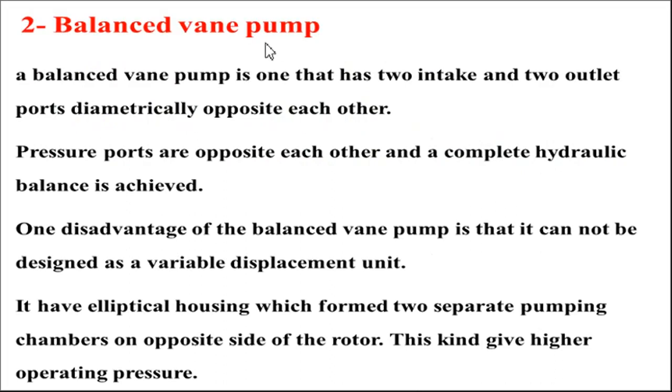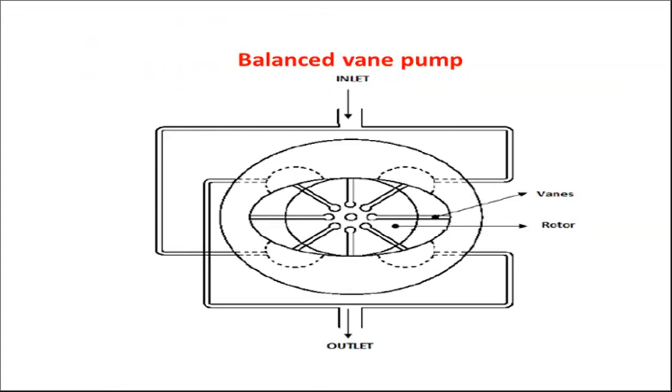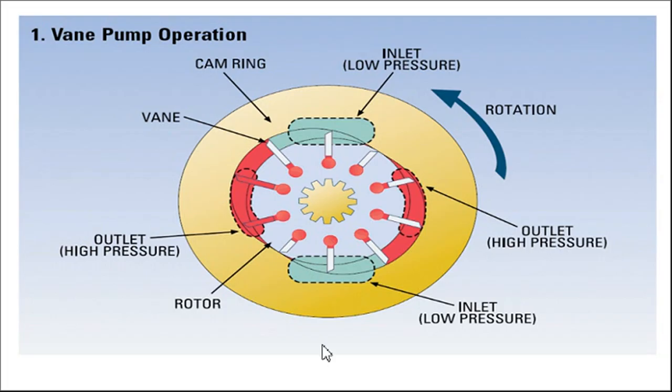A balanced type of vane pump is one that has two intake and two outlet ports diametrically opposite to each other, because of which the axial thrust that gets generated is balanced. You can see that the inner shape is like an ellipse. Because of this there are two high pressure regions and two low pressure regions. The axial thrust caused by one high pressure region is balanced by the other, so it does not require an axial thrust bearing, and because of this it is called a balanced type of vane pump.